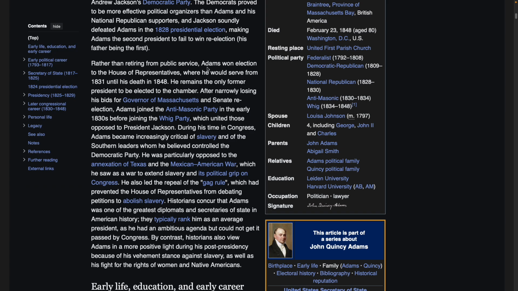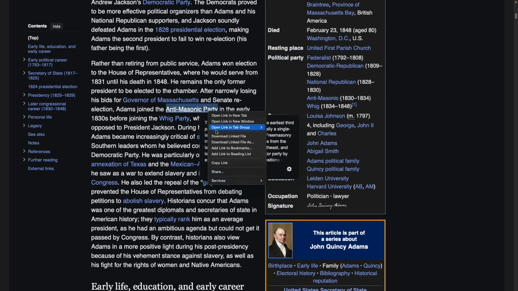After narrowly losing his bids for governor of Massachusetts and Senate re-election, Adams joined the anti-Masonic Party in the early 1830s before joining the Whig Party, which united those opposed to President Jackson. Anti-Masonic.